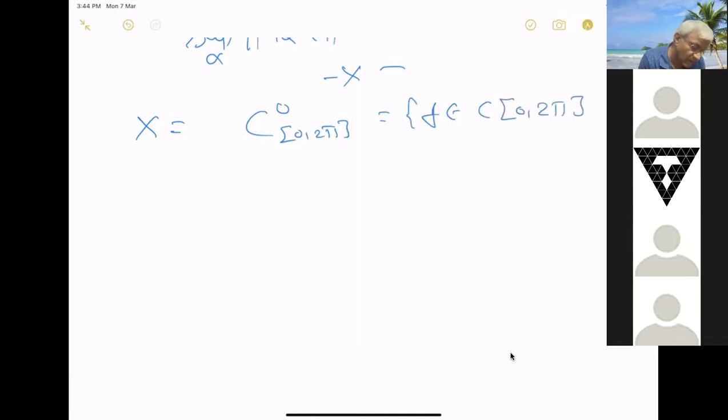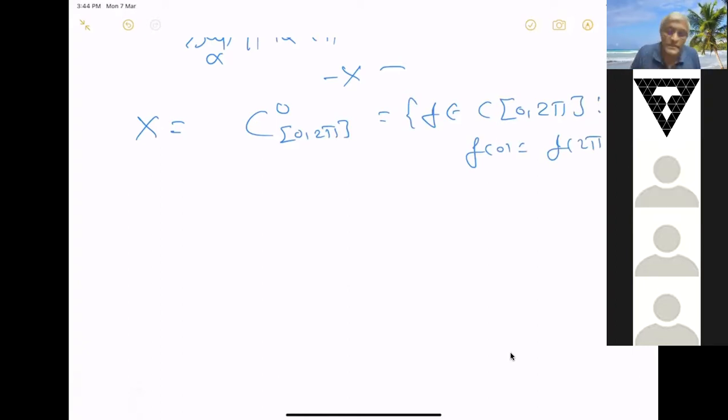Consider continuous, complex-valued functions on the interval from 0 to 2 pi, such that f of 0 equals f of 2 pi. The endpoints coincide. This is equivalent to considering all periodic functions with period 2 pi, or functions on the circle in the complex plane. You can think of it as considering that function space.